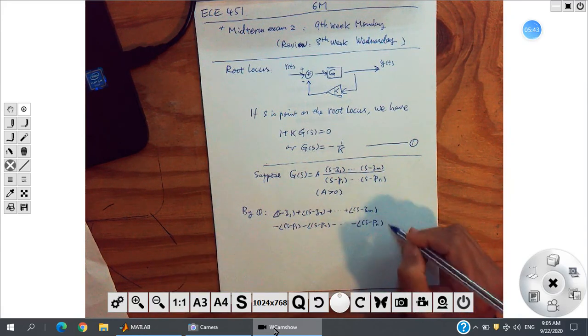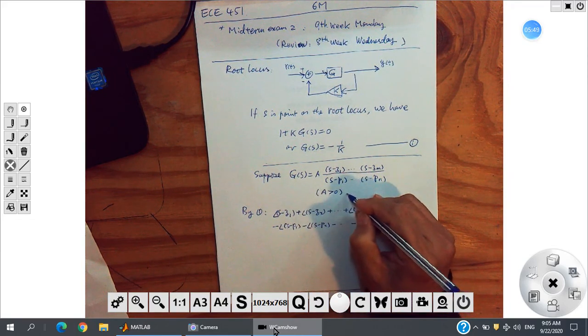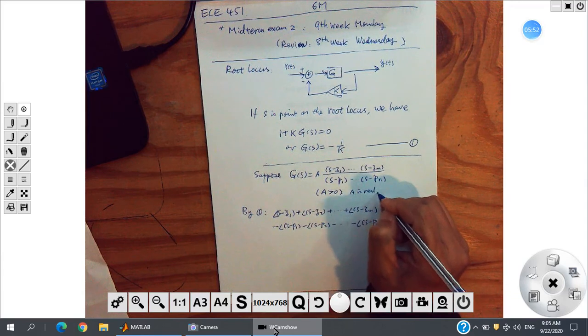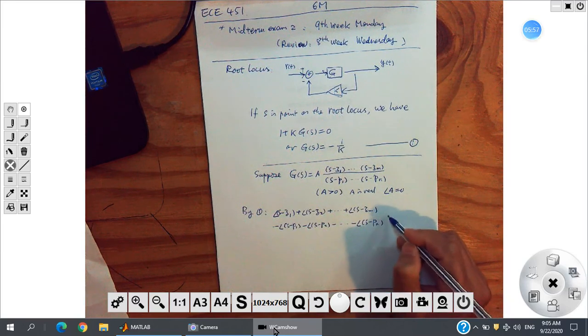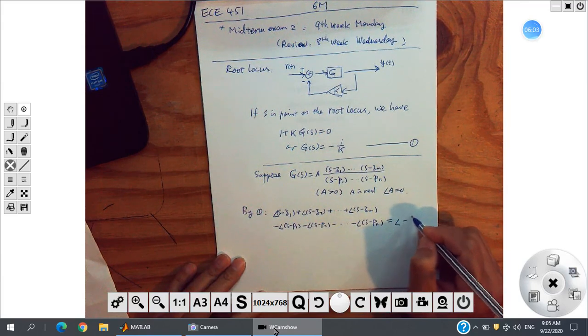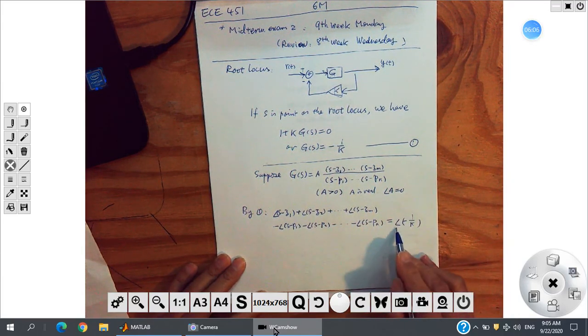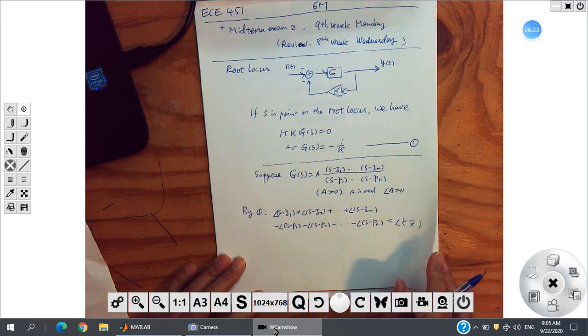Then the other side is equal to, because a is a positive real number, the angle of a is just 0. So here we don't need it, right? You add the angle of a, it's nothing. Then equal to the other side, the angle of negative 1 over k. This angle will be 0 or 180, depending on whether k is positive or negative. If k is positive, this will be a negative value, and the angle of a negative value will be 180. Okay, we have this one.